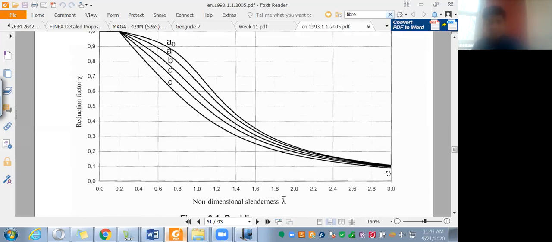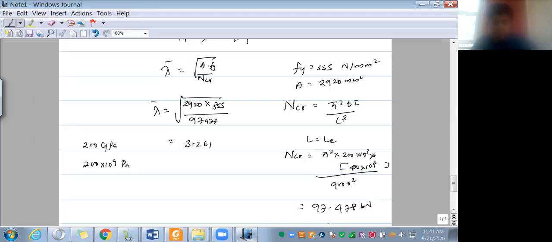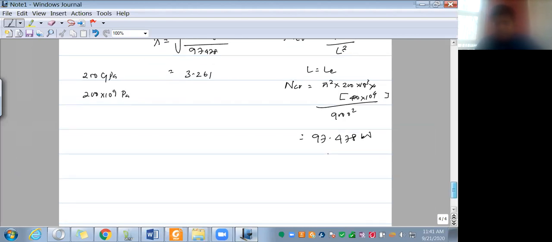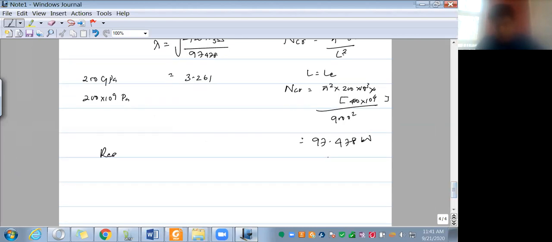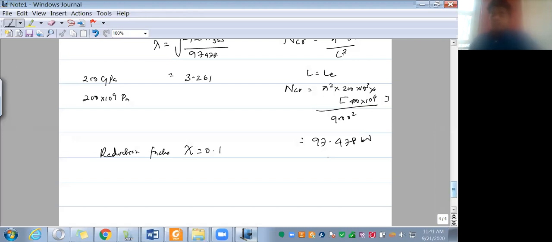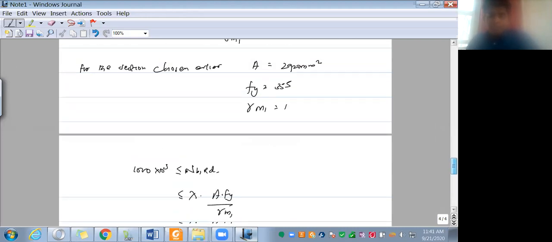So here the table has up to 3, and when we substitute the value, we'll get the actual value. So it's roughly 0.1. So your reduction factor is 0.1, because for 3 it is 0.1. So our lambda bar is 3.26, which is more than that. The 0.1 means your chi value does not satisfy this.